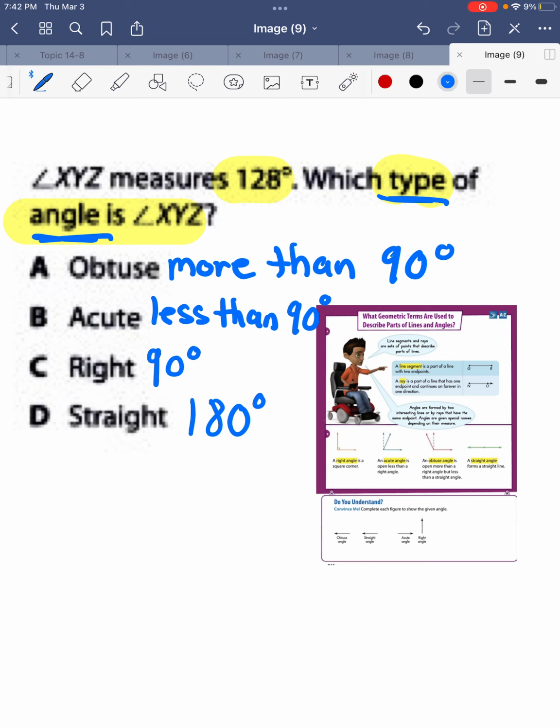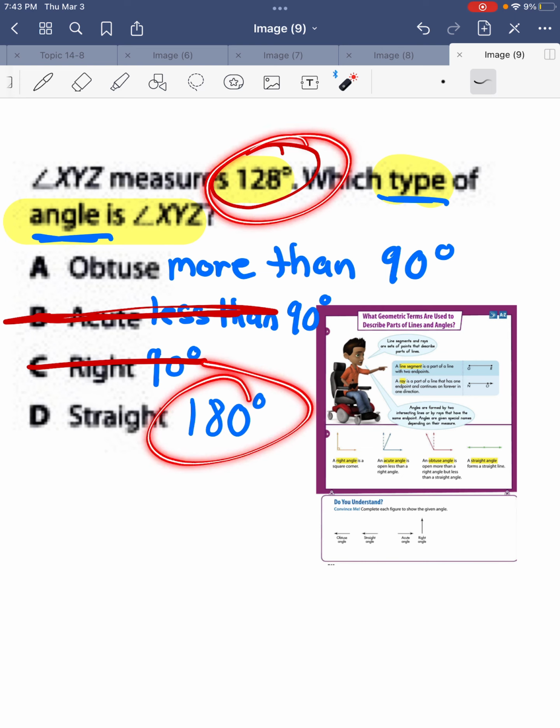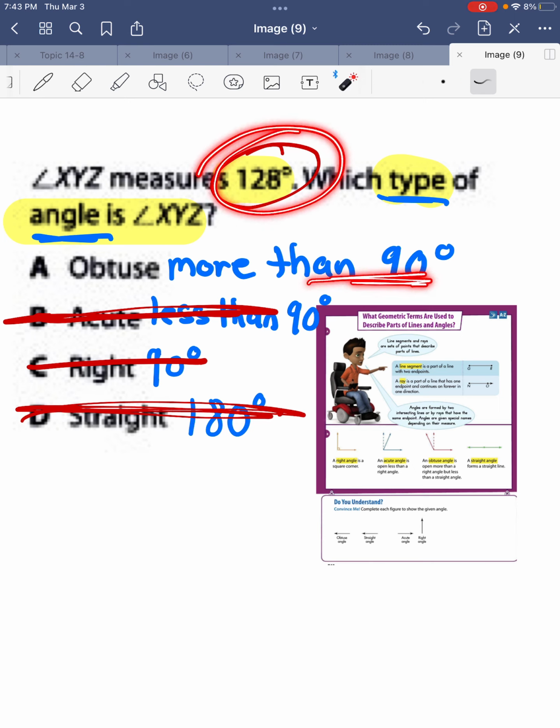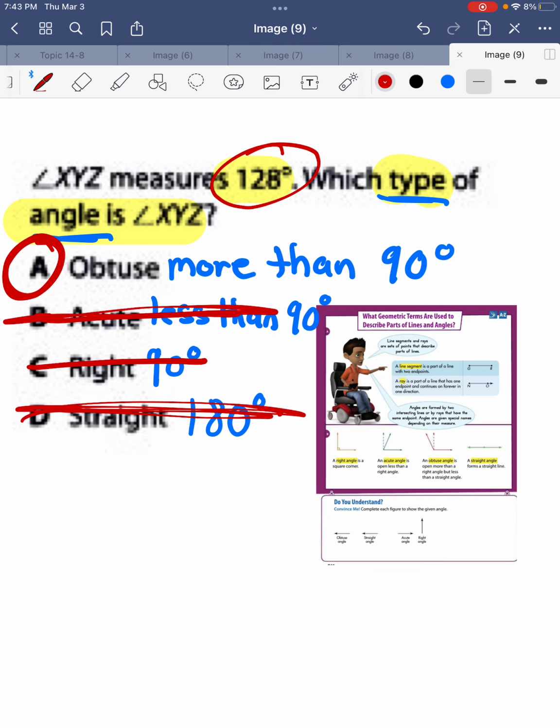128. Let's throw out the answers I know for sure it cannot be. It can't be C because C measures 90. I'm looking for 128. So not this one. Okay? It can't be B because acute is less than 90 and I have way more than 90. So mark that off. Okay? It can't be D because a straight angle is exactly 180 and I'm looking for 128. My only answer left is obtuse. Obtuse measures more than 90. Okay, this is more than 90. So my answer is A.